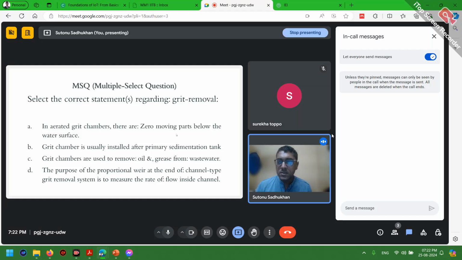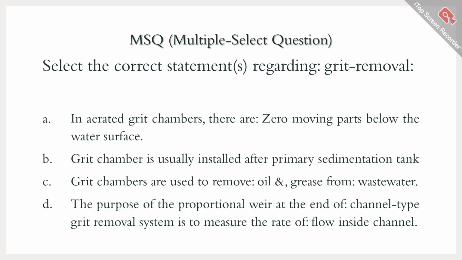I'll wait for 1 minute for you to identify the correct statements regarding grit removal in the grit chamber. I showed you the aerated grit chamber where the air flow is done from bottom to top. It is an optional thing, and they are telling that there are zero moving parts below the water surface. Just imagine the picture. That's all.